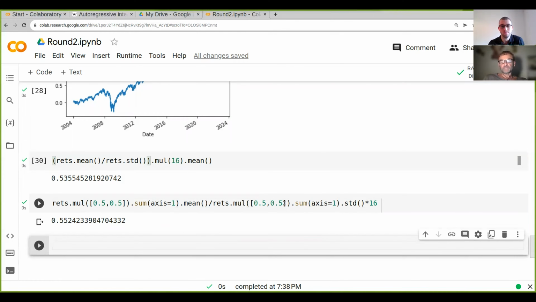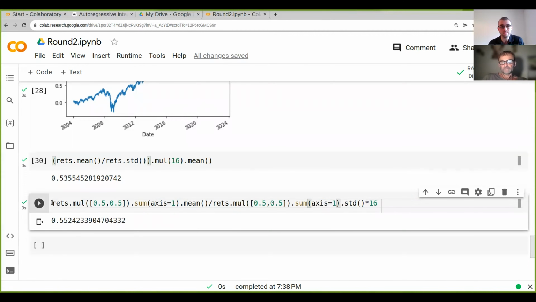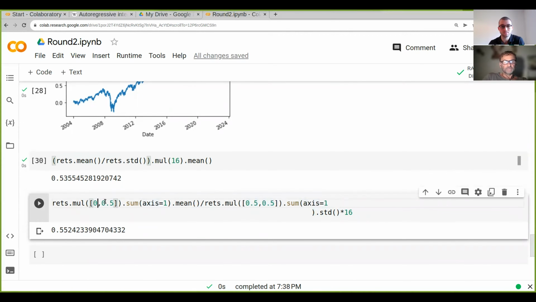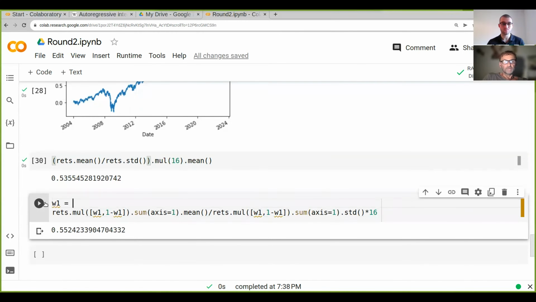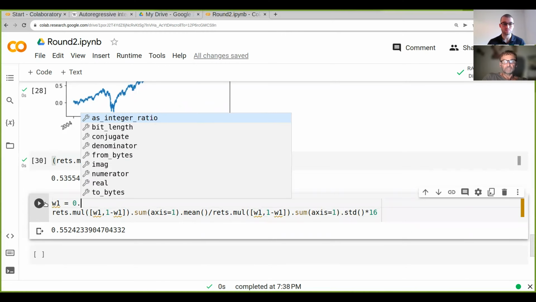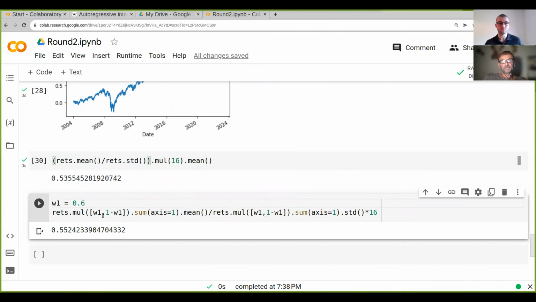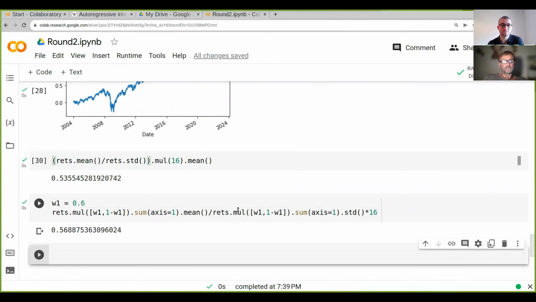Now we could just do something else. We could just call this W1, and the second one 1 minus W1, because it has to add up to 1. So we go W1, 1 minus W1. Now all we have to do is define W1. Let's just say we do 0.6. So this would be 0.6, and the second one would be 0.4. Exactly. And then we just calculate our Sharpe ratio again.